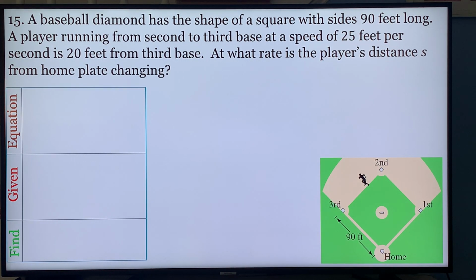Oh, I don't know what's going on here. Diamond, maybe diamond. Do we do area of diamond? It's a square. Oh, the area of a square. Sides are 90 feet. There's your player running. In case you don't know about baseball, you have to run around the bases.